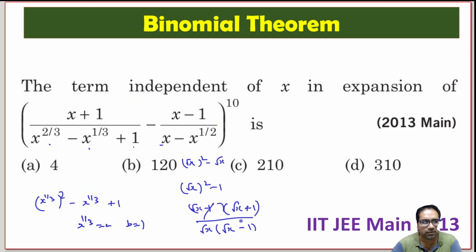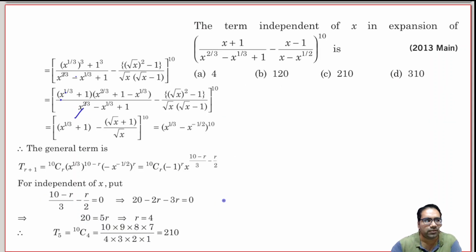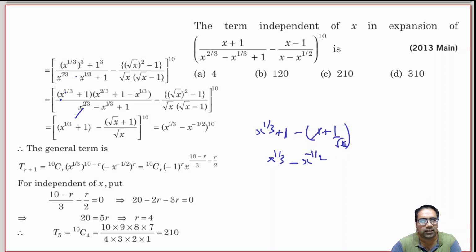From this part, what will be left? These two will get cancelled. We'll be left with root x plus 1 by root x, which is nothing but 1 plus 1 by root x. So basically we have x power 1 by 3 plus 1 minus of 1 plus 1 by root x. So this one and this one will also get cancelled, and essentially we'll be left with x power 1 by 3 minus x power minus half. Right, 1 by x power half is x power minus half.